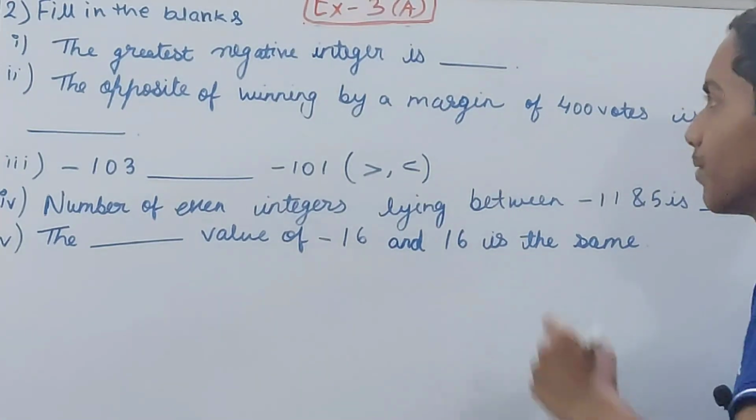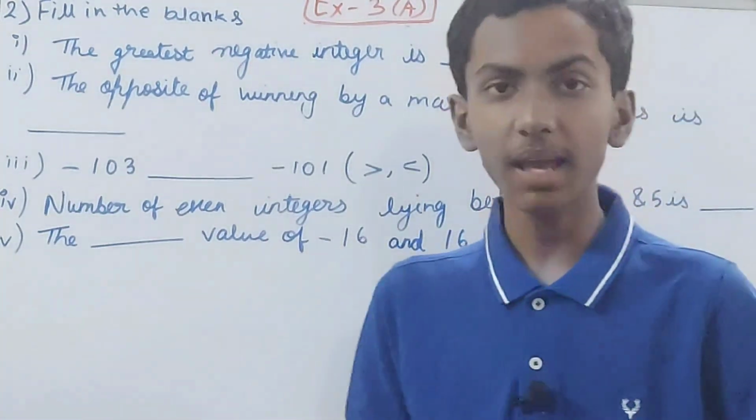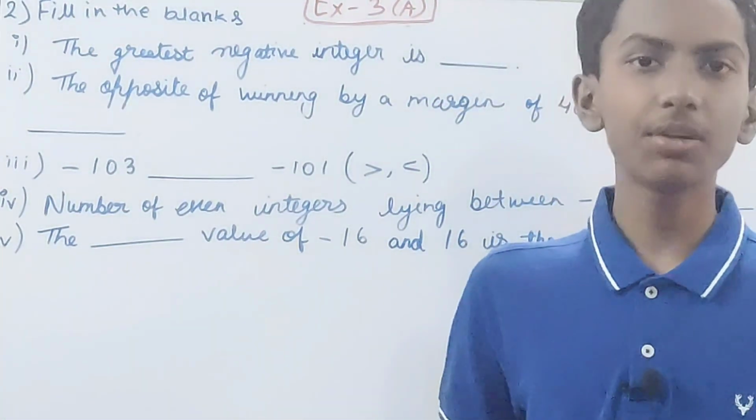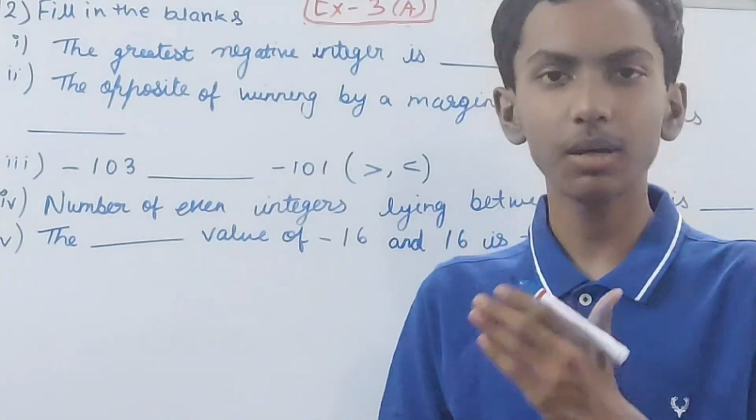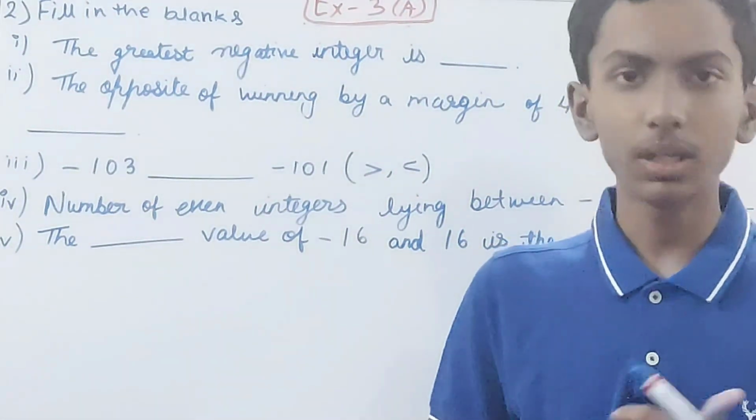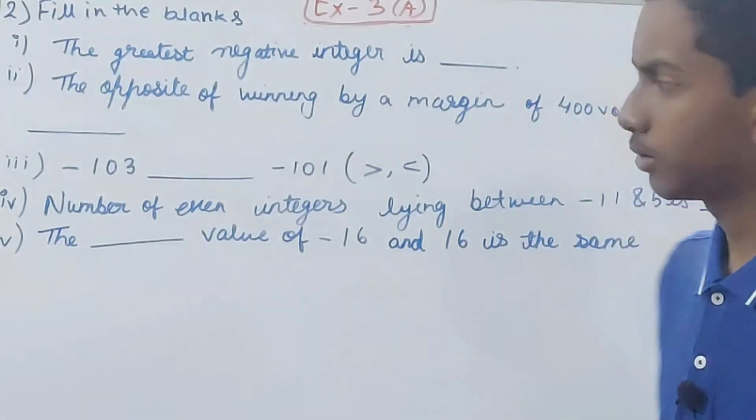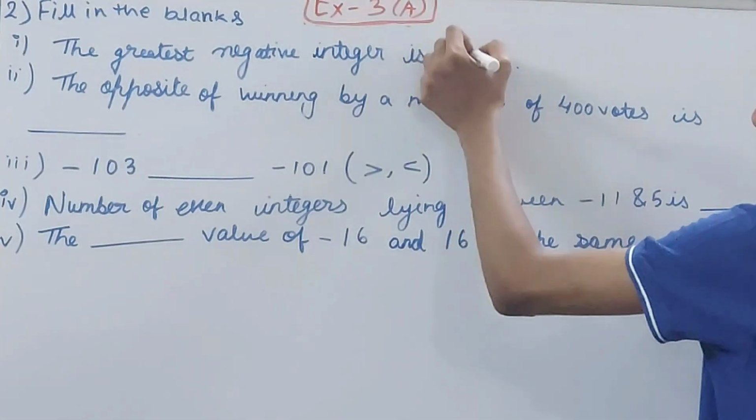First is the greatest negative integer is. So I have told you many times and repeatedly, the greatest negative number is the number that comes just before 0 on the number line. What is that? -1. So greatest negative integer is -1.